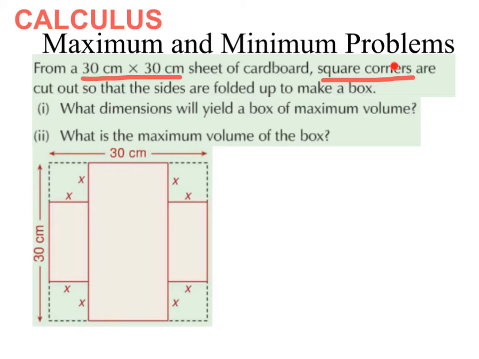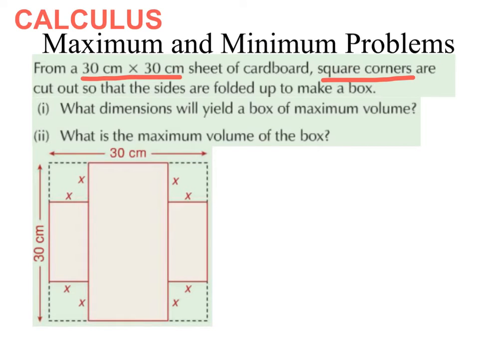Now we know that square corners have been cut out. So we're going to cut out a square corner from each of the four corners. And we're going to label the length and the width of each of those squares as X. We don't know what the length or the width is, but we do know that they are the same because it's square corners. So we're going to label them all as X.